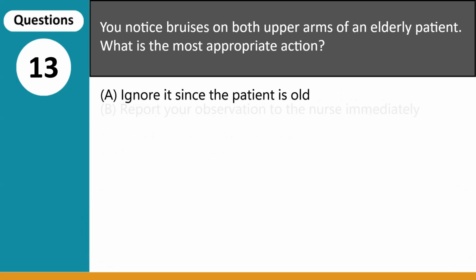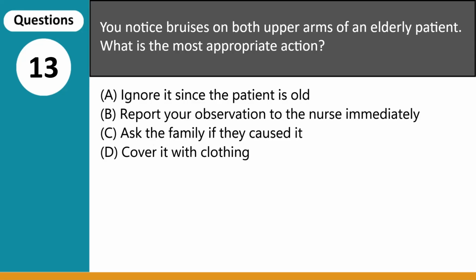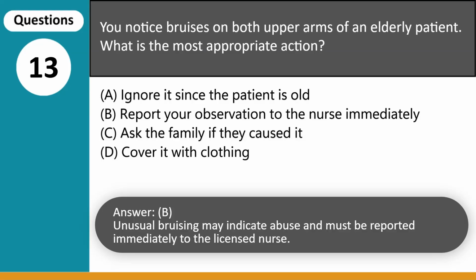You notice bruises on both upper arms of an elderly patient. What is the most appropriate action? A. Ignore it since the patient is old. B. Report your observation to the nurse immediately. C. Ask the family if they caused it. D. Cover it with clothing. Answer B. Unusual bruising may indicate abuse and must be reported immediately to the licensed nurse.